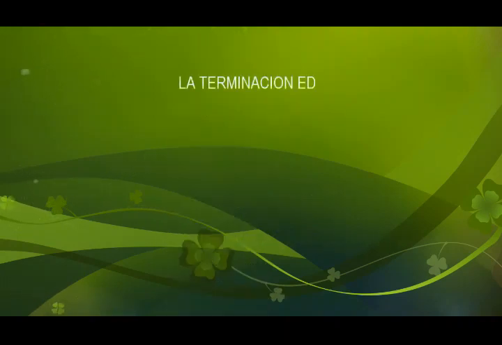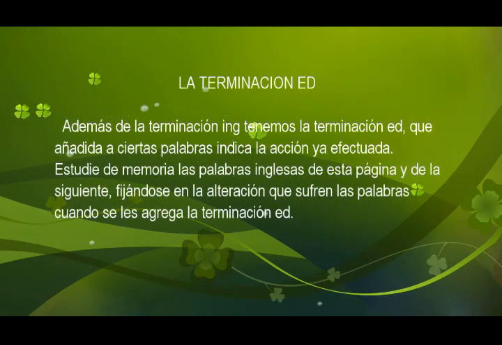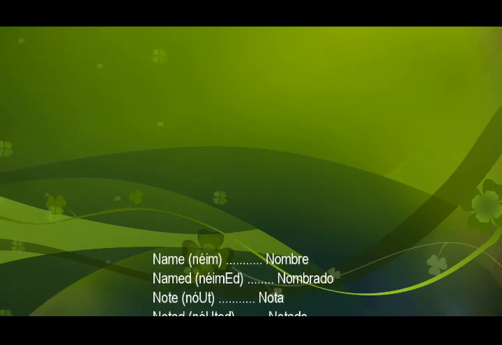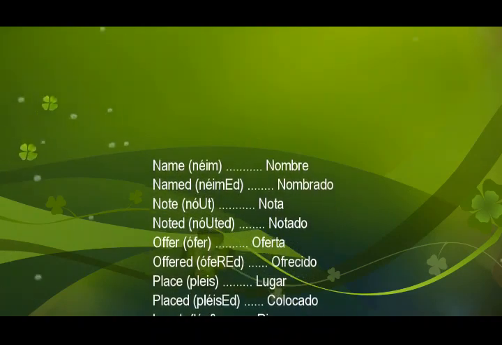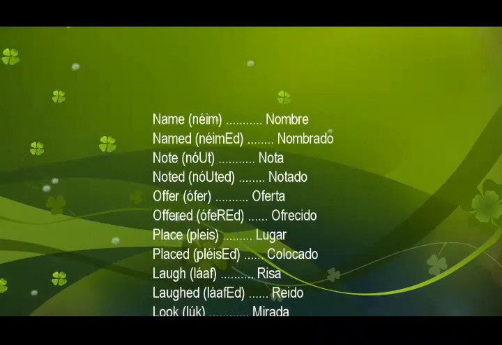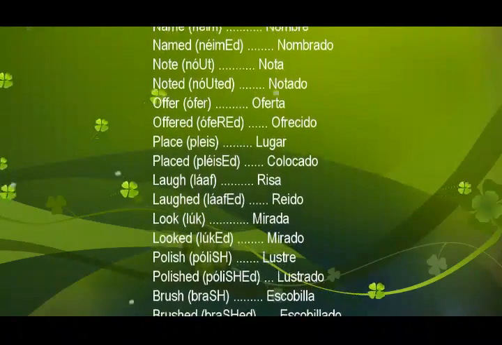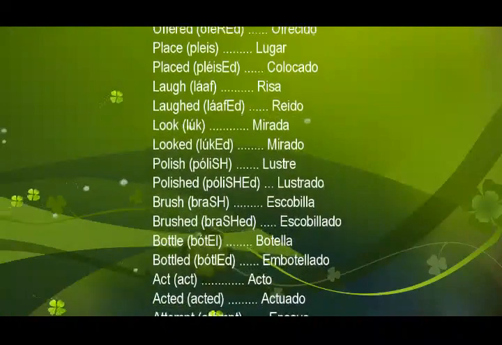La terminación ed. Además de la terminación in tenemos la terminación ed, que añadida a ciertas palabras indica la acción ya efectuada. Estudie de memoria las palabras inglesas de esta página y de la siguiente, fijándose en la alteración que sufren las palabras cuando se les agrega la terminación ed. Name. Named. Note. Noted. Offer. Offered. Place. Placed. Laugh. Laughed. Look. Looked. Polish. Polished. Brush. Brushed. Bottle.